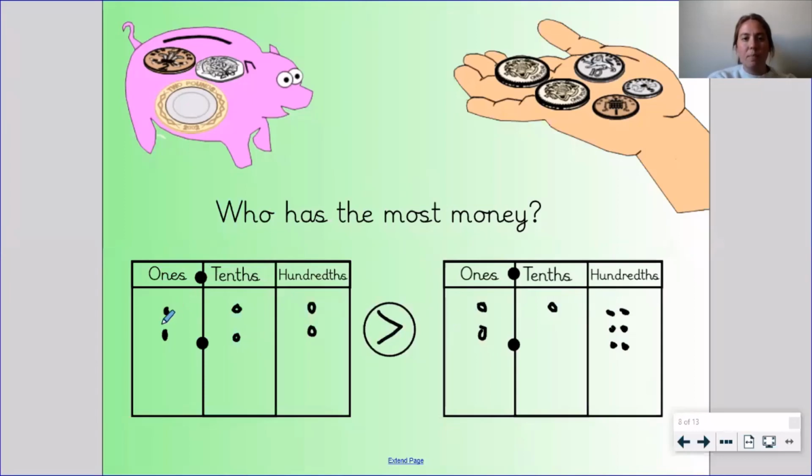So I know that this one is bigger than this one. Okay, so I've filled in my place value chart to help me, and I can see which column has more in it. Remembering starting from the ones column and working backwards.